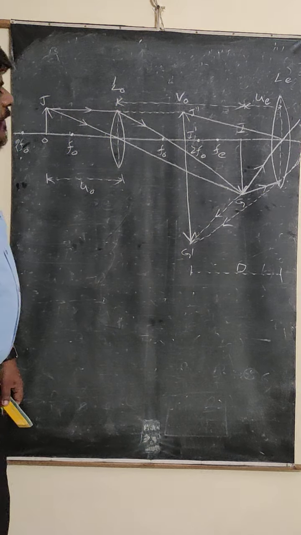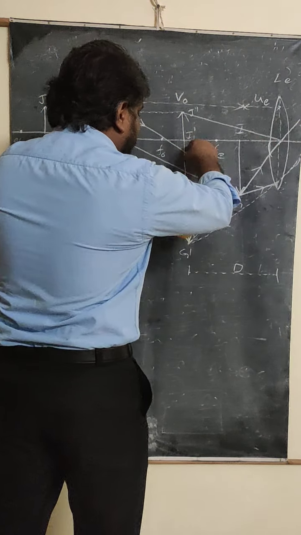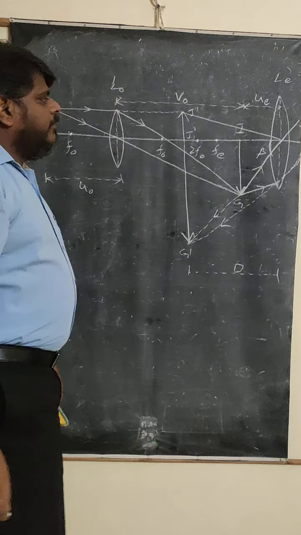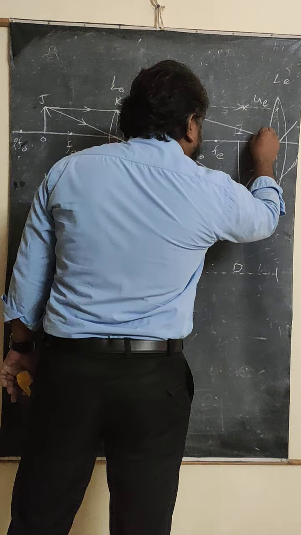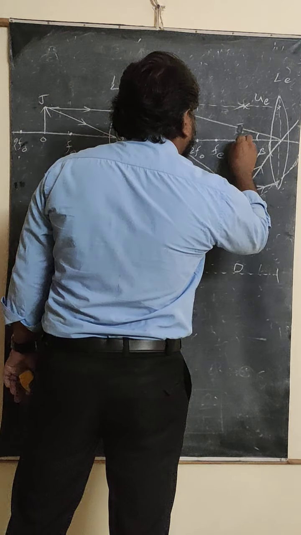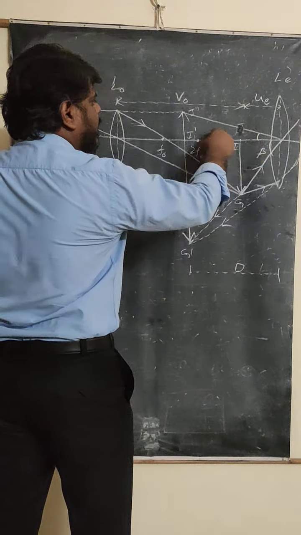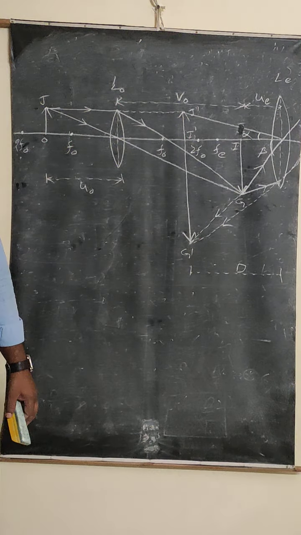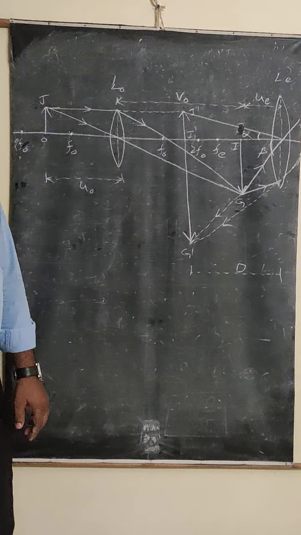Now, can you tell me? This is the angle made by the image, so it will be called beta. And this is the angle made by the object, so it will be called alpha. So in this way, the image is going to be formed.